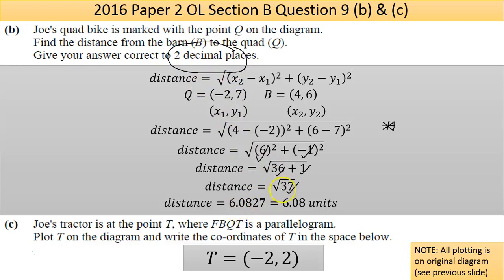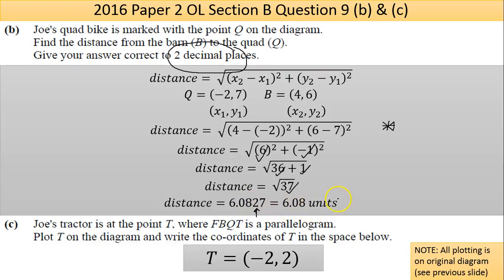The square root of 37 is a big long decimal that goes on forever. So I wanted two decimal places. Now I've written it to 4 here, but it's the 2 here that's important. So if that number is less than 5, then the previous number stays the same. So I end up with 6.08.